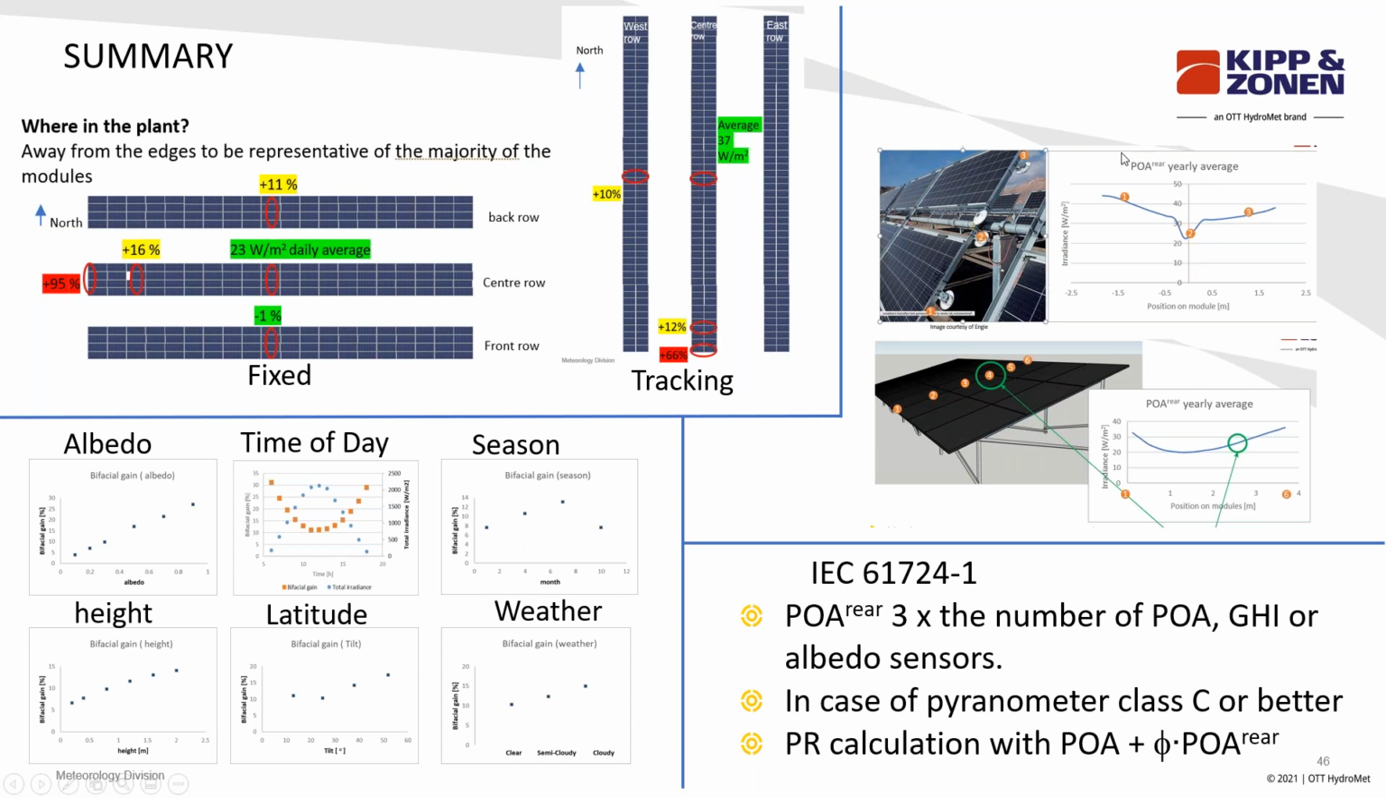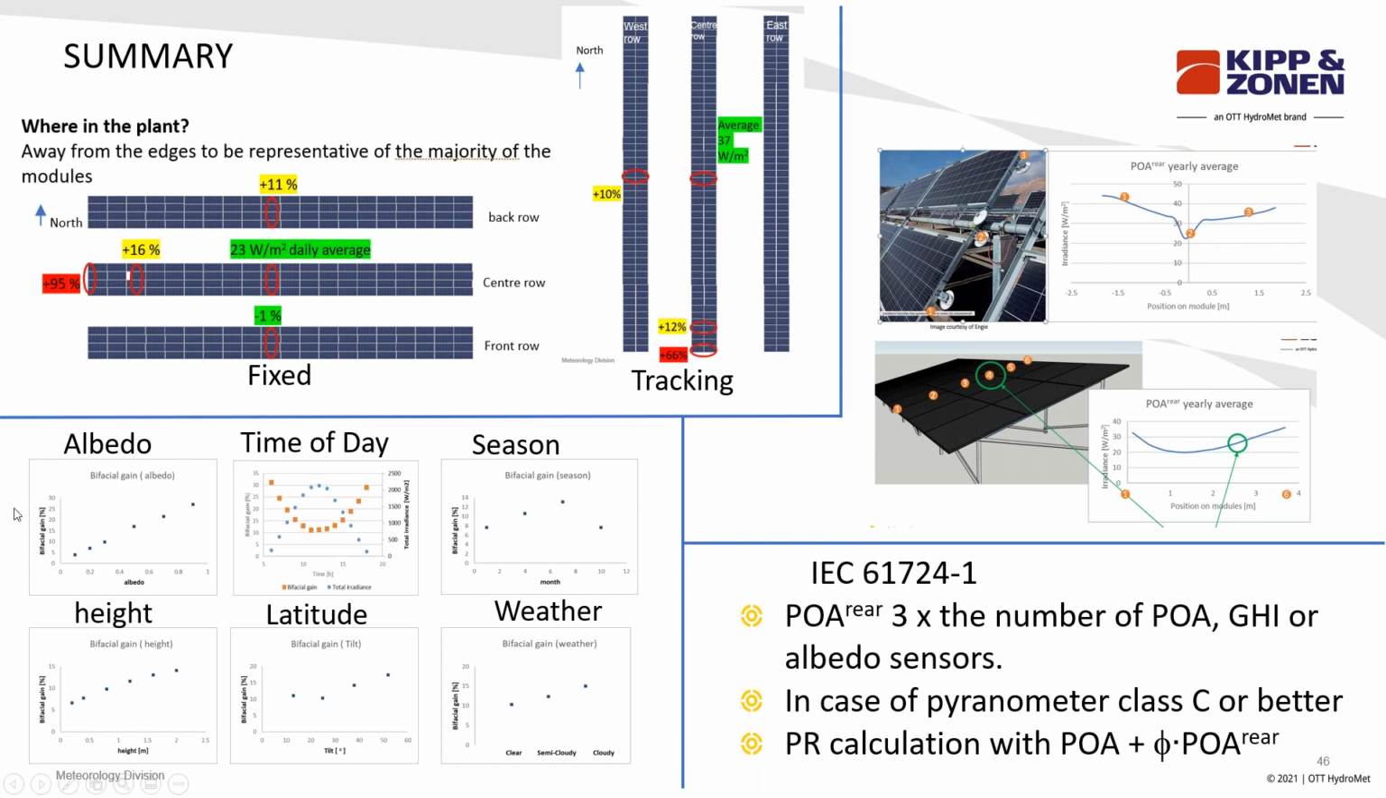Now, we've also seen that the mounting position has an influence on your plane of array rear measurement, and this is for tracked as well as for fixed. For tracked plants, you have an influence from the torque tube, and in fixed this is less so the case, but we've also seen that it's difficult to select a single measurement position which always captures the true average irradiance. So the recommendation here is to use multiple measurement sensors on the back.